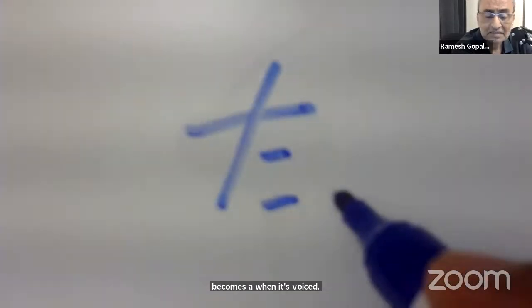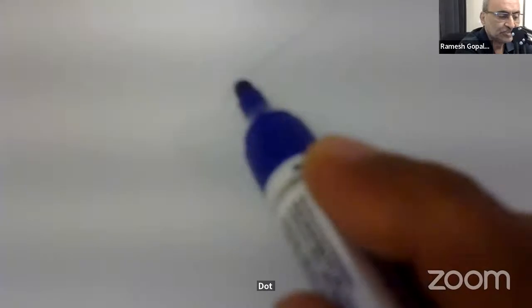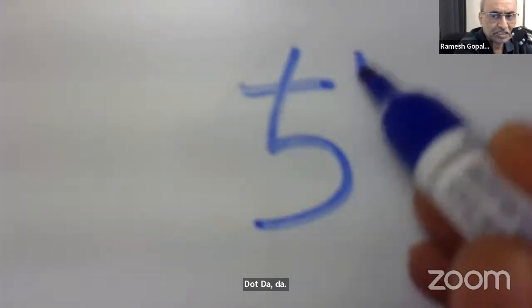Now comes ta. Ta is a clear sound, like sa. It becomes da when it's voiced. Ta, da. Chi, ji.